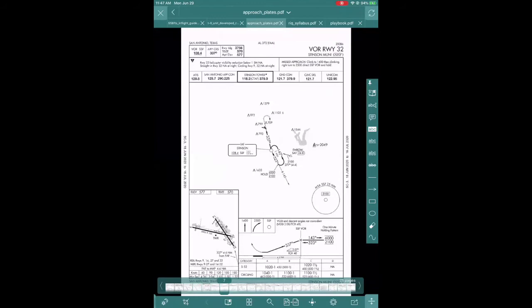Some other good questions for instrument approaches would be, when am I established on final? This is a VOR, so when am I considered established on a VOR course? When am I established on a localizer course? And then lastly, when am I considered established on a GPS course?